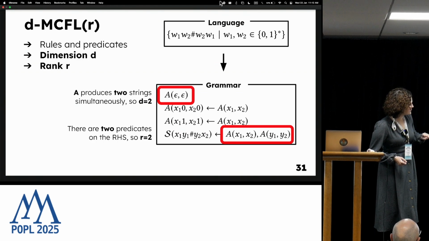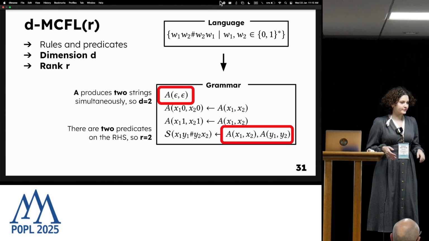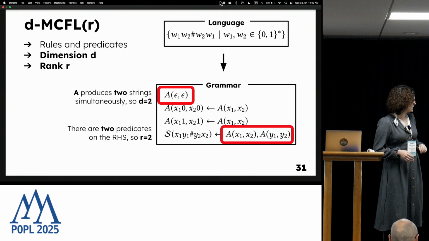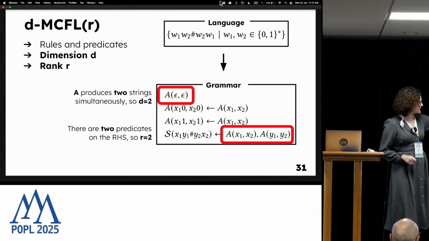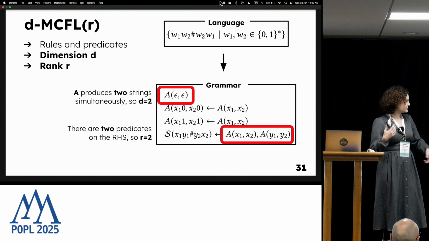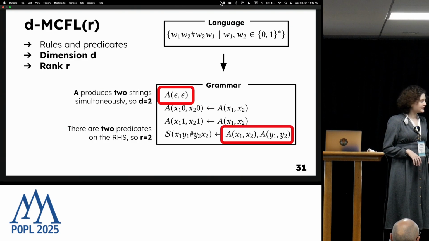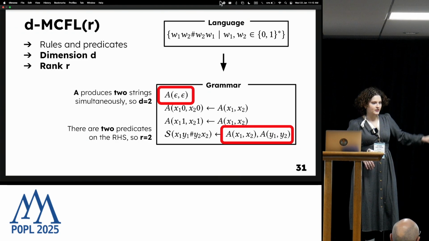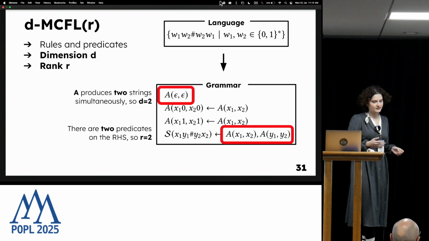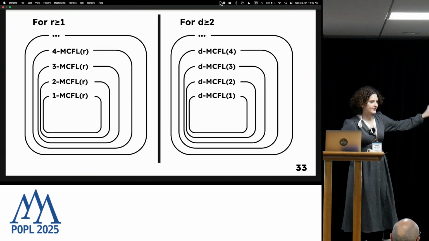And then here, we also introduce another kind of variable in this DMCFL, which is the rank of our multiple context free grammar. The rank is the largest number of predicates on the right-hand side. So in this case, we have 2 predicates, A x1, x2 and A y1, y2. If we had A x1, x2, A y1, y2, A z1, z2, that's 3 predicates, so our rank would be 3. You may notice that when our dimension is 1, this is just a CFL. And CFLs don't really have a rank. But in our case, we have these hierarchies.